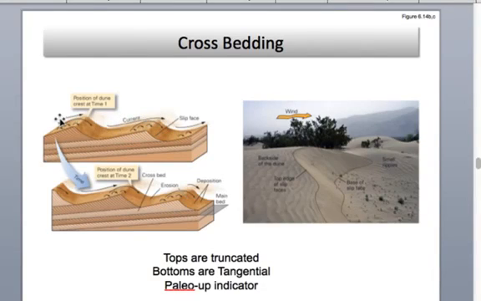So in this case, since the wind seems to be blowing in this direction, they're all sloping in that direction. If they're sloping a different direction, that means the current would be blowing the opposite direction.